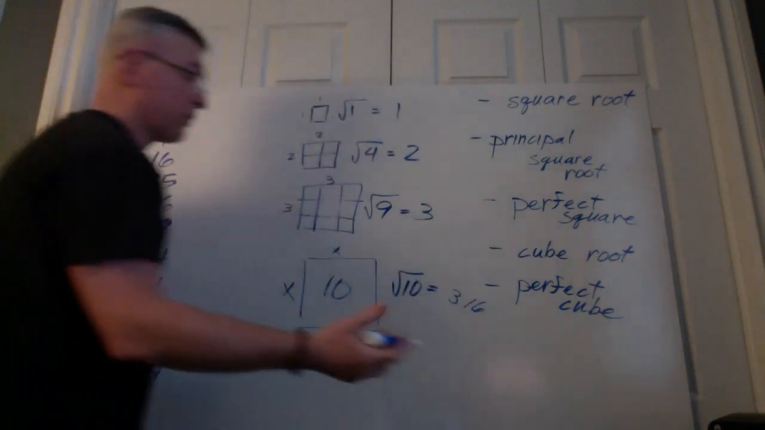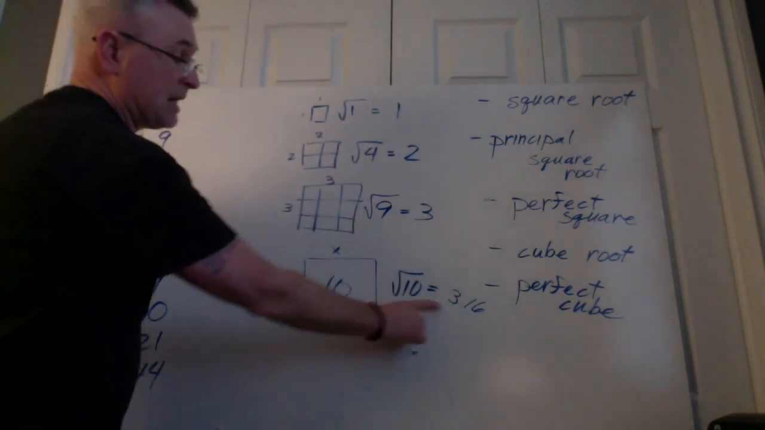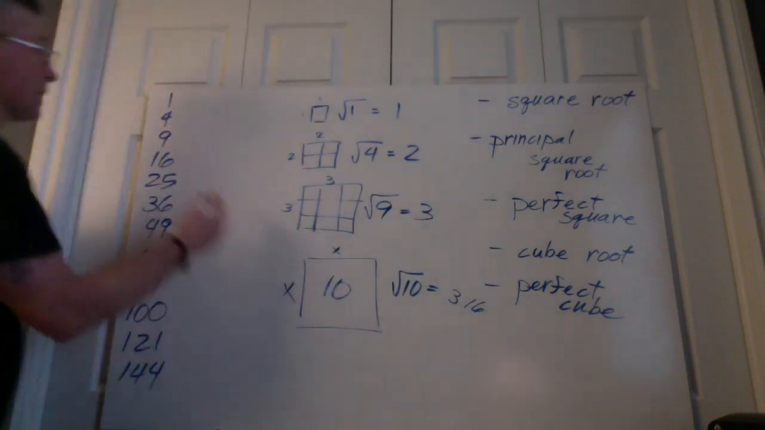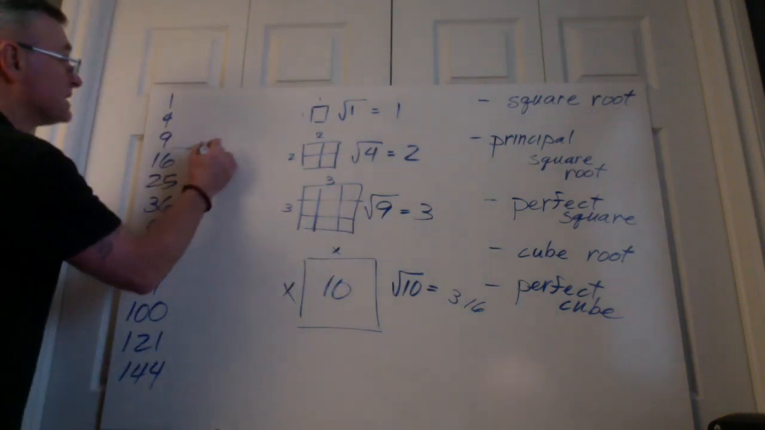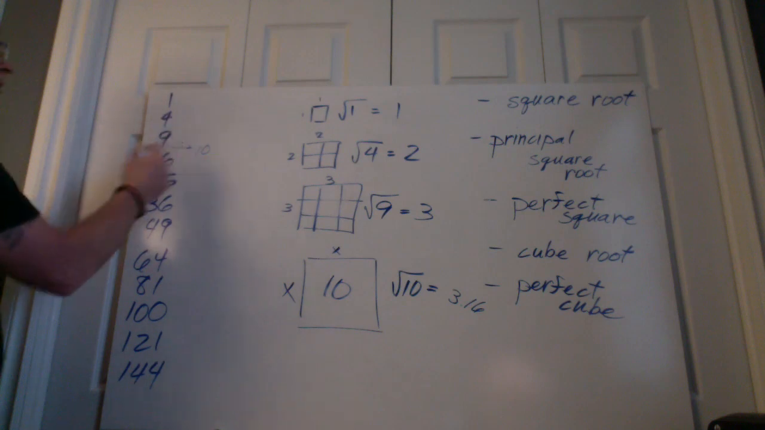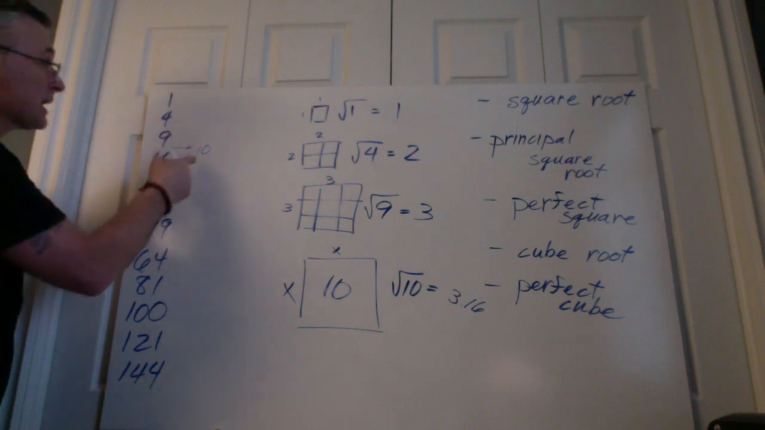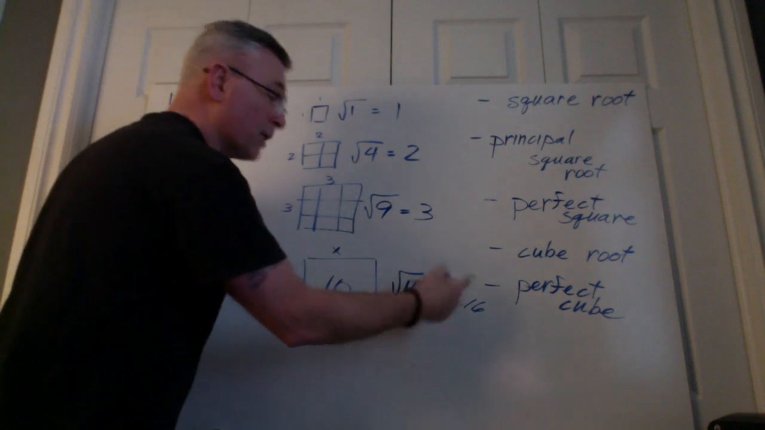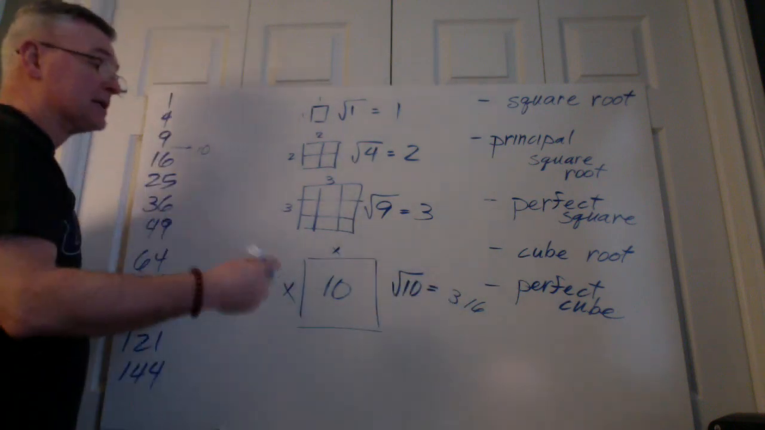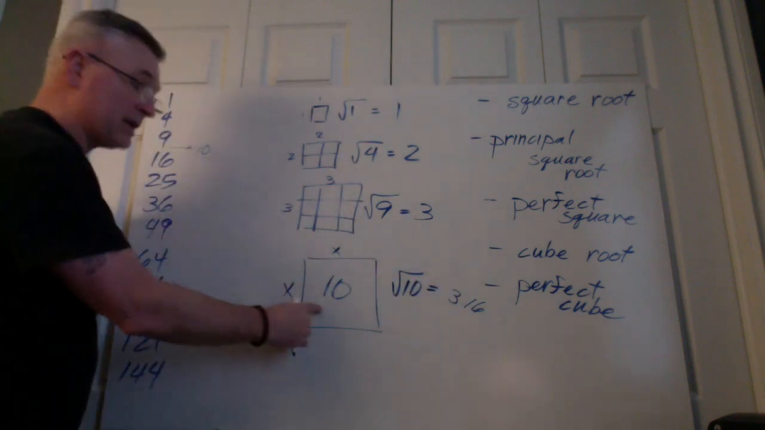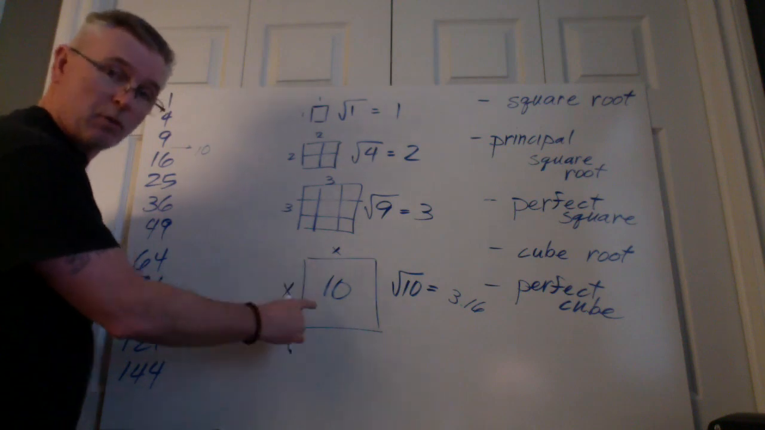3.16. Okay, 3 times 3 is 9. 4 times 4 is 16. So I know that the square root of 10 lies between the square root of 9 and the square root of 16. The square root of 9 is 3, the square root of 16 is 4. So the square root of 10 has to lie between 3 and 4, and it turns out to be 3.16. That is not an integer. This is not a perfect square.